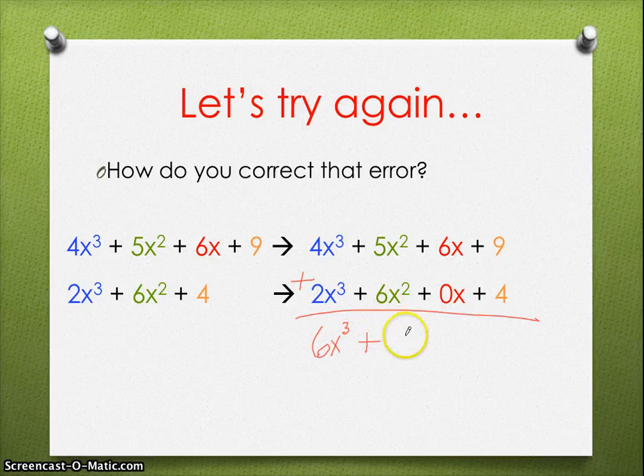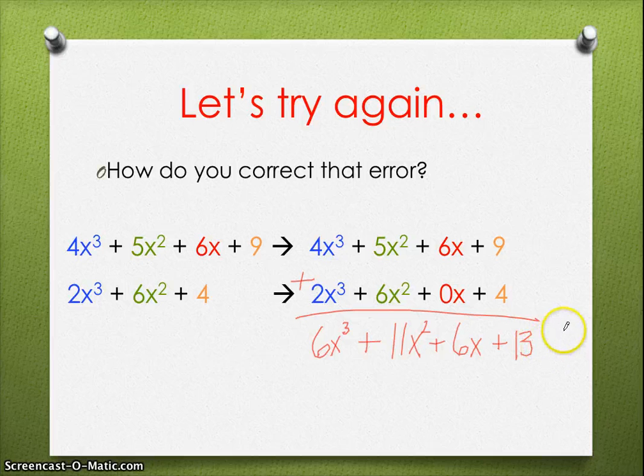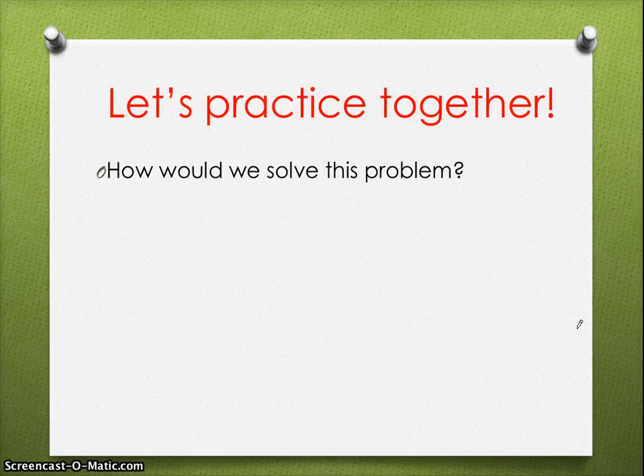How many x squareds do I have? I have 11 x squared. How many x's? I have 6 x's. And how many constants do I have? 13. You'll notice that when I add a polynomial with a polynomial, my answer is another polynomial. Just like when I add a whole number with a whole number, my answer is going to be a whole number. Let's try a different problem.